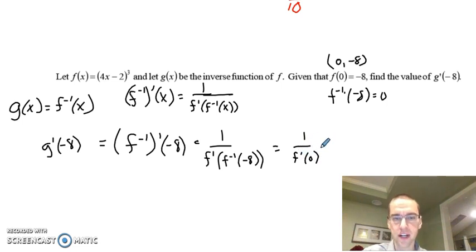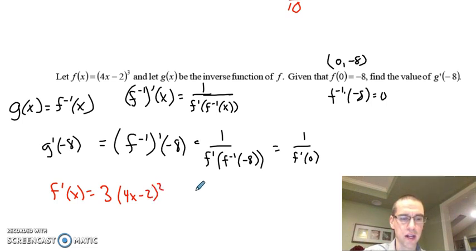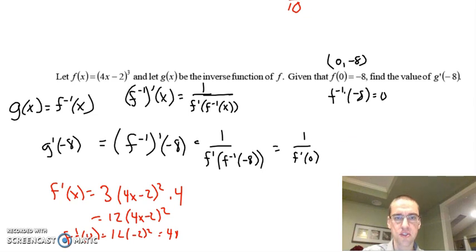Well, f prime of 0 we've got to figure out. So let's go over somewhere else, and we can find f prime of x. The derivative of this: bring the 3 out in front, keep the inside the same, squared, because we subtracted 1, multiplied by the derivative of the inside, 4. So we're going to get 12 times (4x minus 2) squared. So we know that f prime of 0 then is 12 times negative 2 squared. 4 times 12 is 48. So we can substitute that in to get 1 over 48.